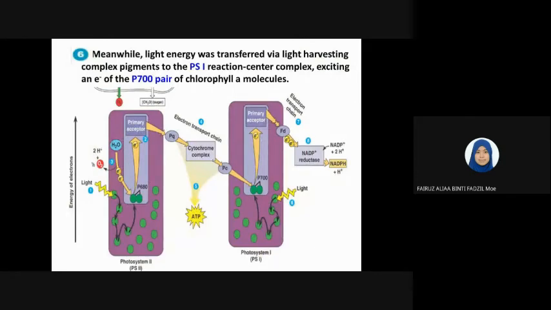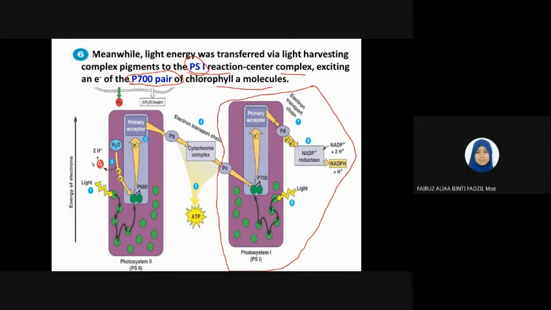Okay, meanwhile, light energy was transferred via light harvesting complex pigments to the PS1 reaction center complex, exciting an electron of the P700 pair of chlorophyll A molecules. We have finished talking about PS2 and the events in the electron transport chain. So now we are talking about PS1.